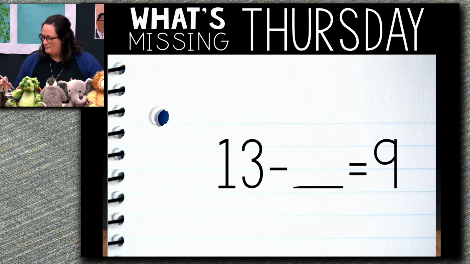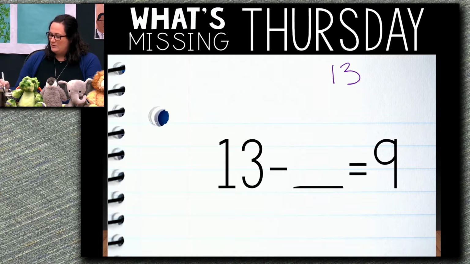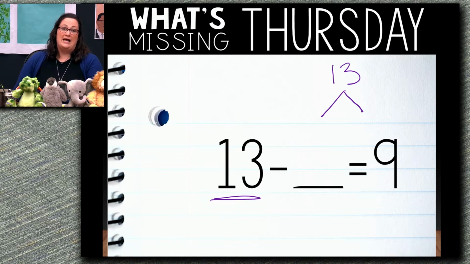Okay, what do we know? Yes, we know there's 13 total, right? Because we're subtracting. When we subtract, we start with the whole. That's why I love number bonds. They help so much when we're doing missing addends or missing subtrahend problems. So what else do we know? We know that the difference is 9, or that there's 9 remaining. We just don't know how many we took away from 13 to get to 9. Well, how are you going to figure that out?